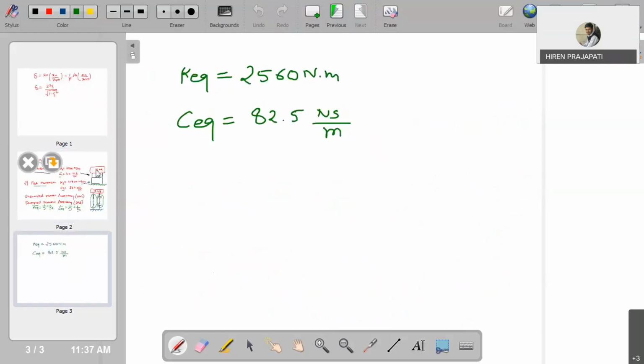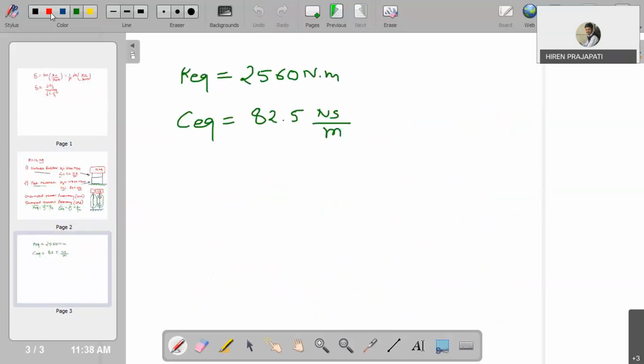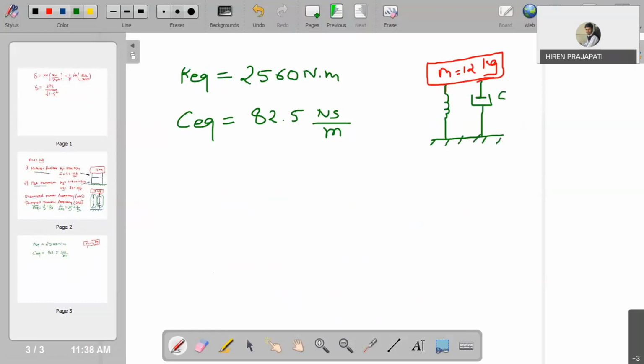Now what we have done here, we have changed this system, which had two springs and two dampers, to a single spring and single damper. If I draw the system again, the mass is only one. We have not found an equivalent mass here, so the mass is still 12 kg. But instead of two springs and two dampers, we now represent them by a single spring and single damper. The damping constant is 82.5, which is found here, and the equivalent spring constant is 2560.